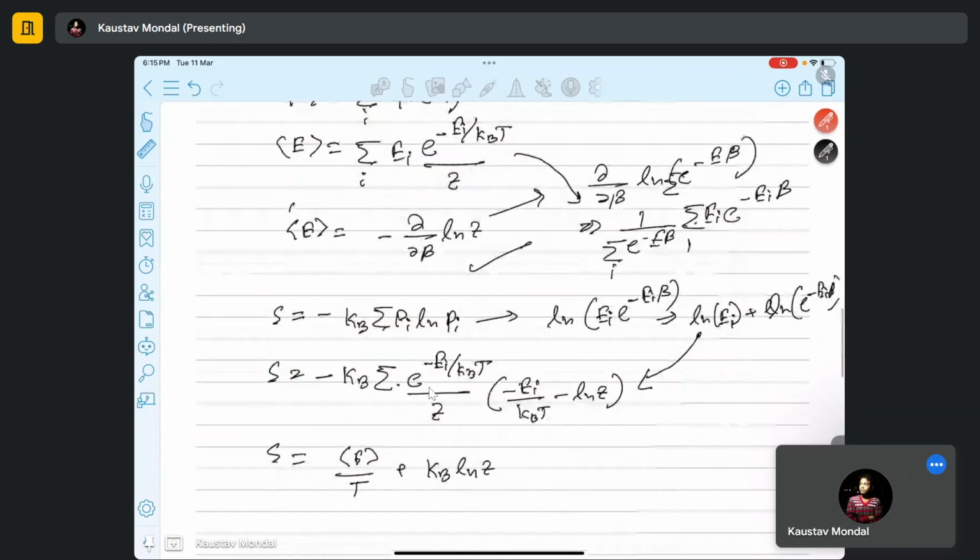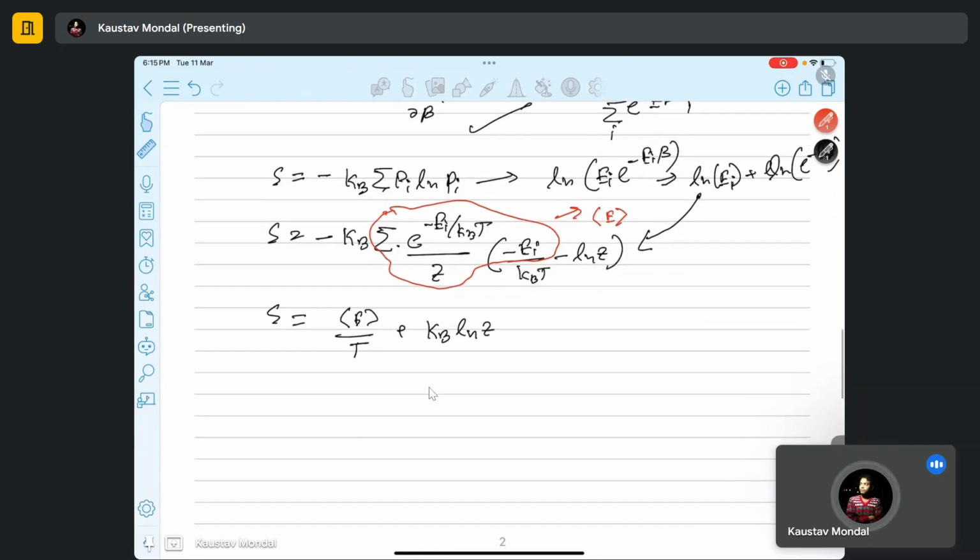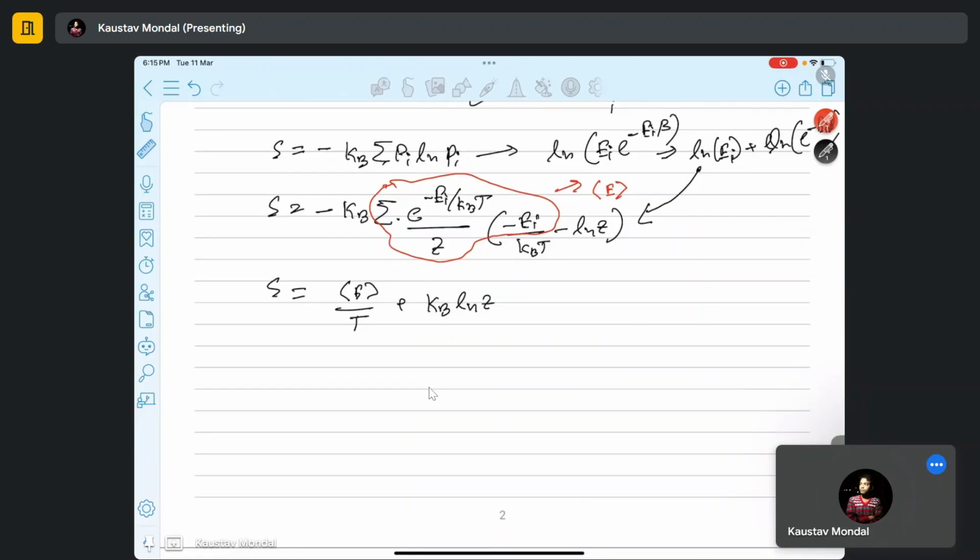This whole thing is basically E bar, right? So that's what I have substituted here. kB basically cancels, so T is there, and the rest is this kB ln Z. Minus minus becomes plus, right? So now we got the S and we got the E also. Now we have to substitute it in the expression of F.